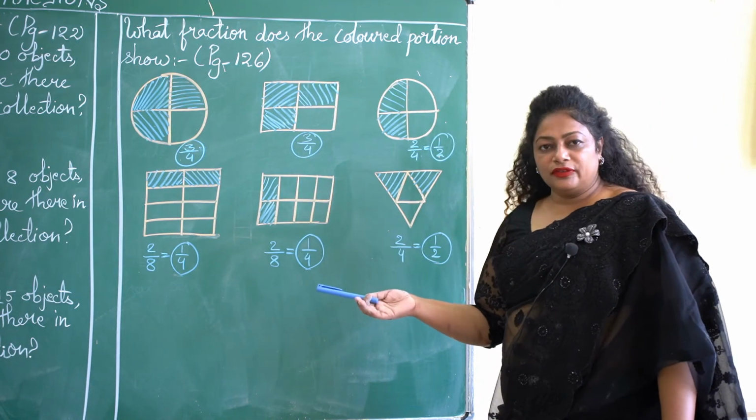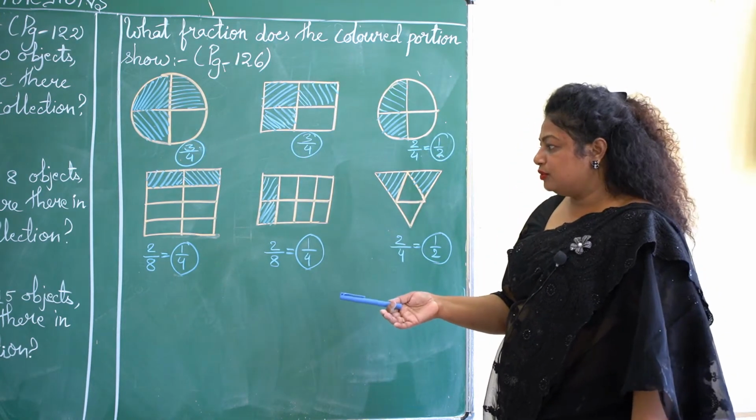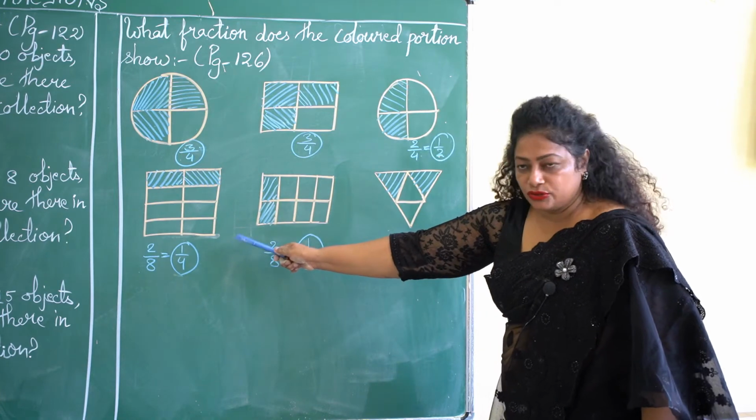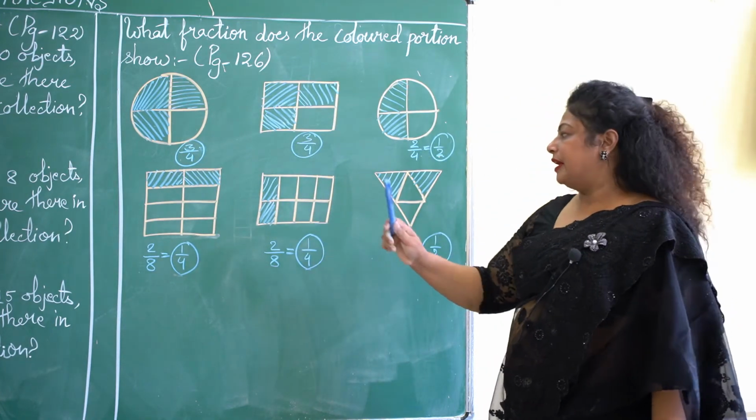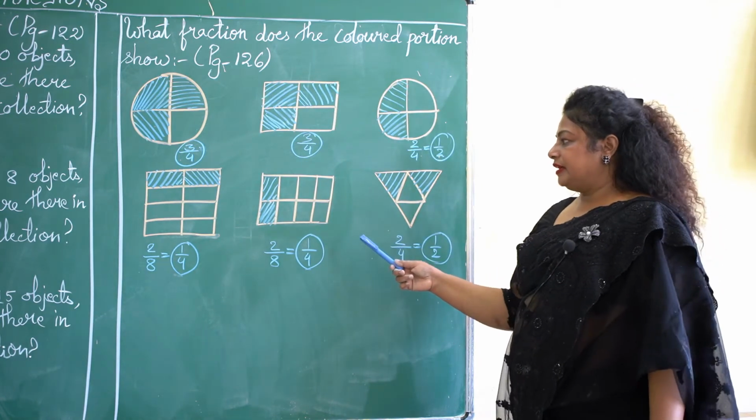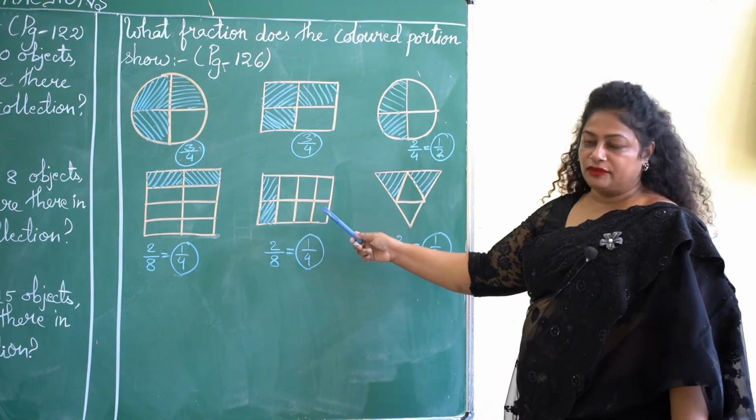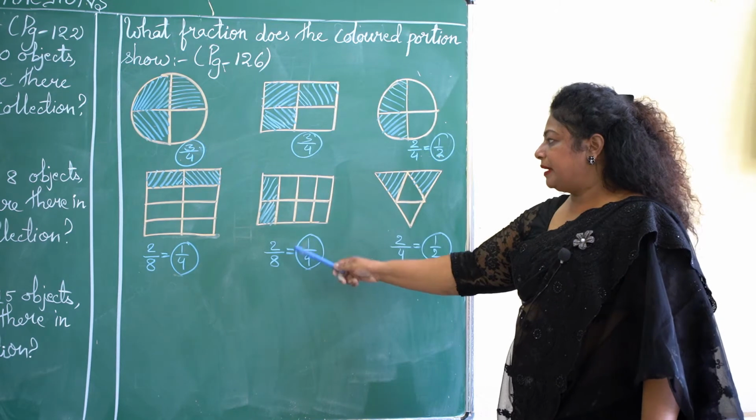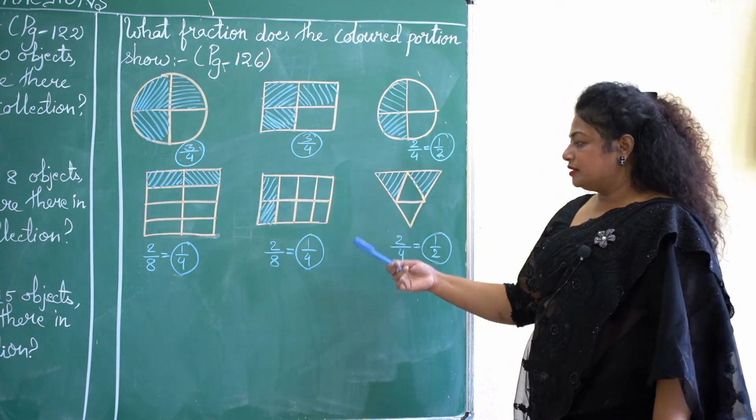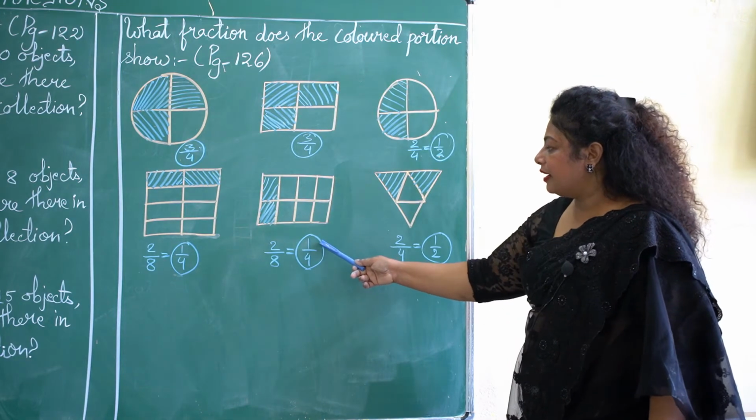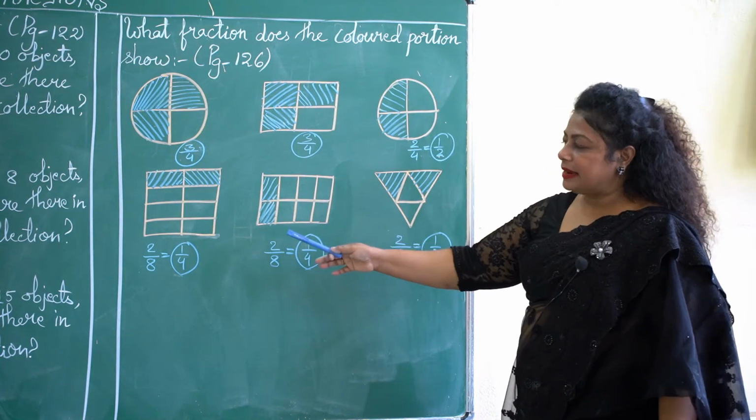By further solving the fraction by 2, 2 1s are 2, 2 4s are 8. So the final fraction we got is 1 by 4. Now let's see the next figure. Next figure is divided into 8 equal parts, and out of 8 parts, 2 are shaded. So the fraction we got is 2 by 8. Further solving it, we got the answer 1 by 4 following the same process.